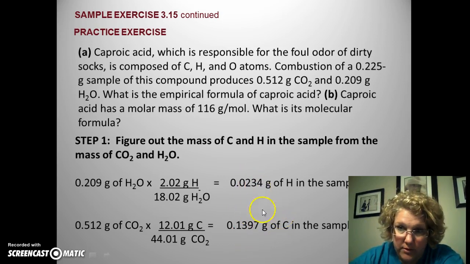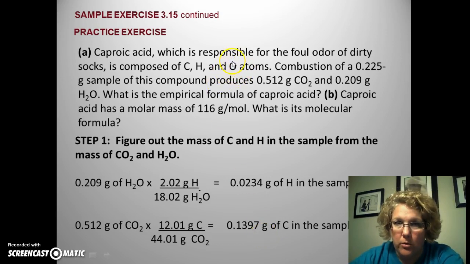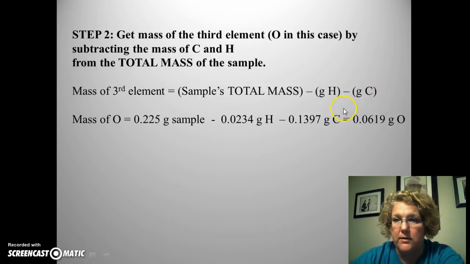Do not overround in this step. I cannot emphasize that enough. Now, the third element is O. Well, how do we know how much O there is? Well, that's when the total sample mass comes into play. You simply could subtract the grams of C and H off of the grams of the whole sample, and the difference will give you the mass of your third element, of the O.